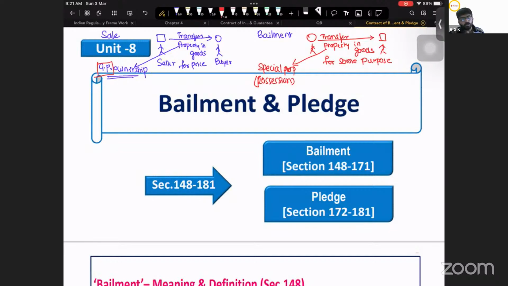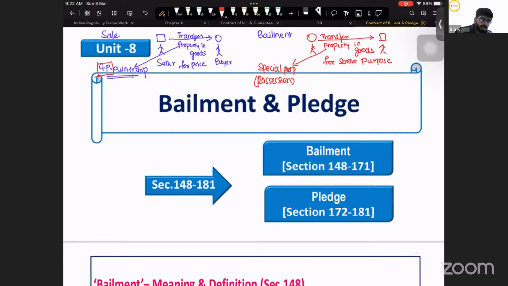Say, for example, you want a parcel to be delivered to your home. You are in one particular location, and from that location you want to transfer the parcel to your home. You give it to a courier agency. When you transfer the possession of the goods to the courier agency, it is given for some purpose. The purpose is to get it delivered to your place. Once the purpose is accomplished and it is taken to your place, it will be delivered according to your direction. This is also considered as bailment.